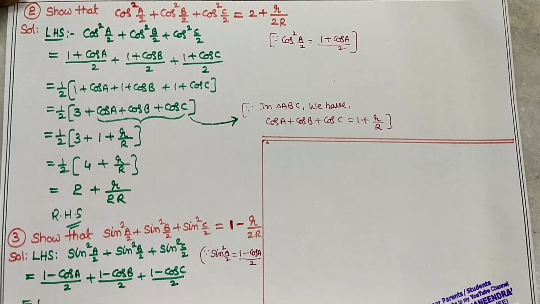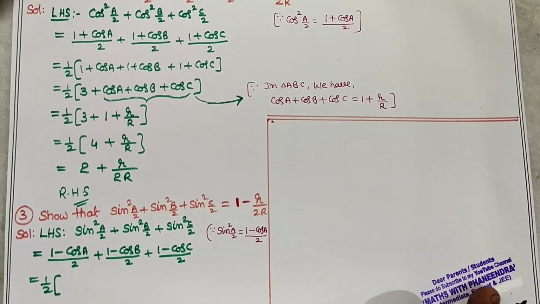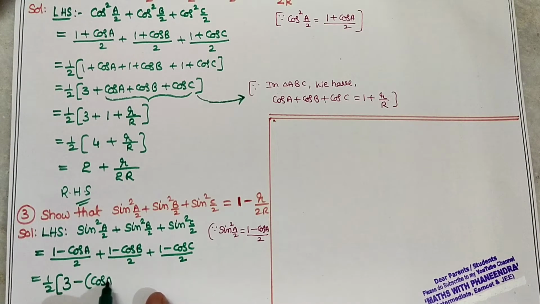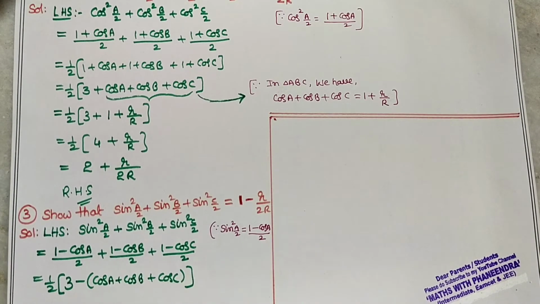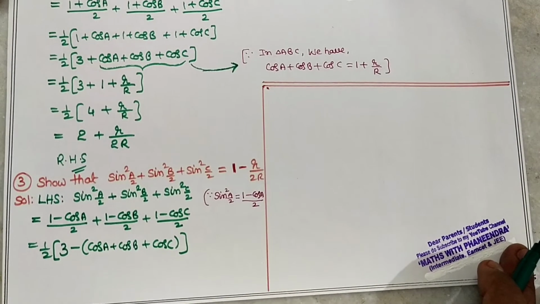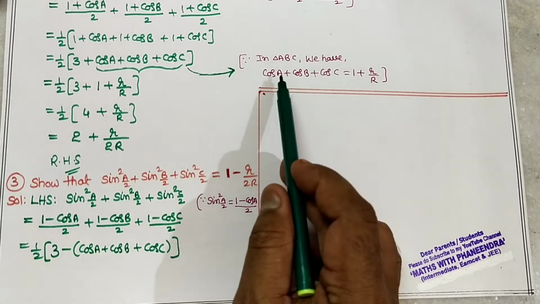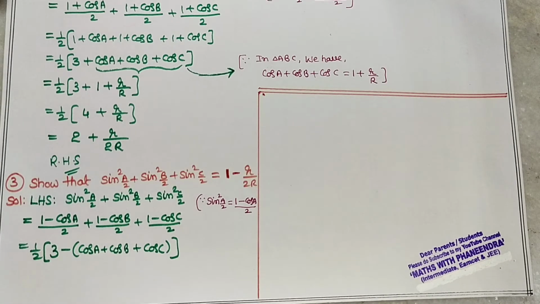After that, take 1 by 2 common: 1 plus 1 plus 1, 3, minus, taking common, cos A plus cos B plus cos C. I have taken 1 by 2 common. After that, for cos A plus cos B plus cos C, again you have to apply this formula. In triangle ABC, we have the formula cos A plus cos B plus cos C equal to 1 plus small r by capital R.